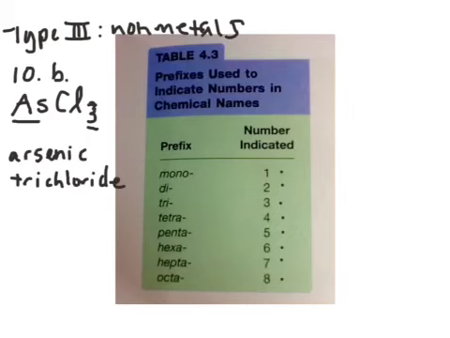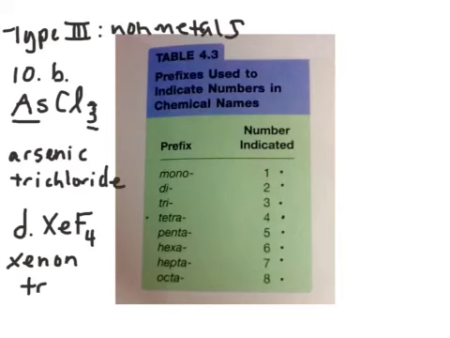For 10, what's the next black one? Is 10D. That's XeF4. Again, you have just one to start, so that would be xenon. And what's the 4? There we go, that's right, it's tetra, so tetrafluoride.